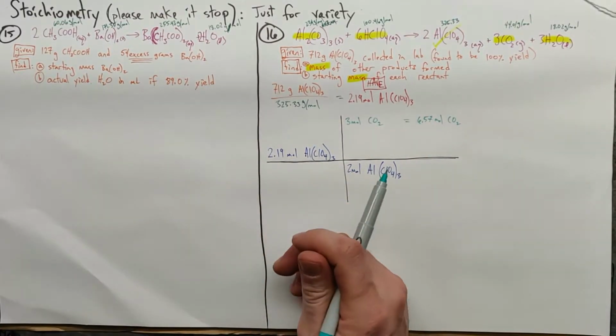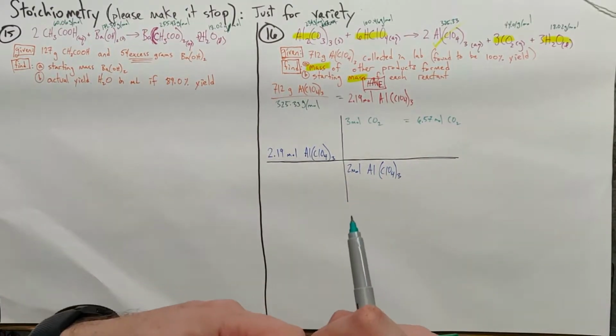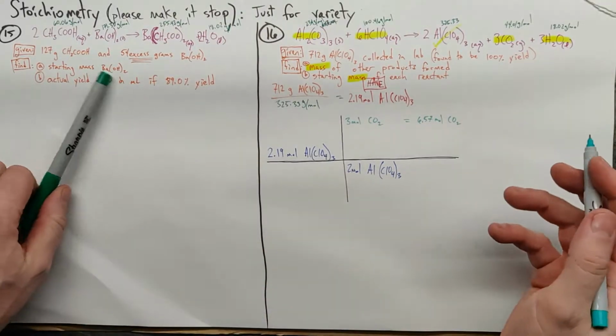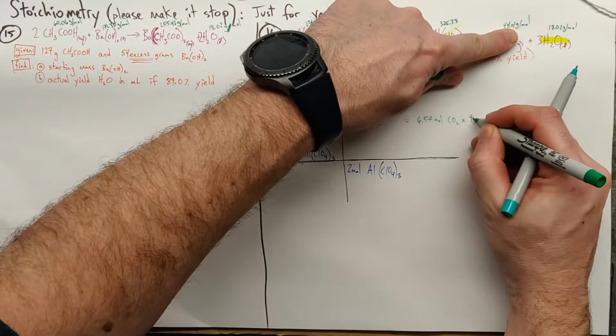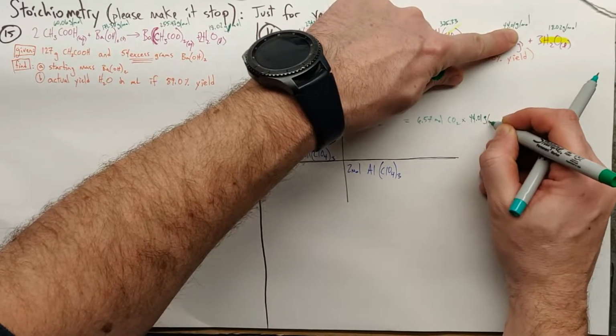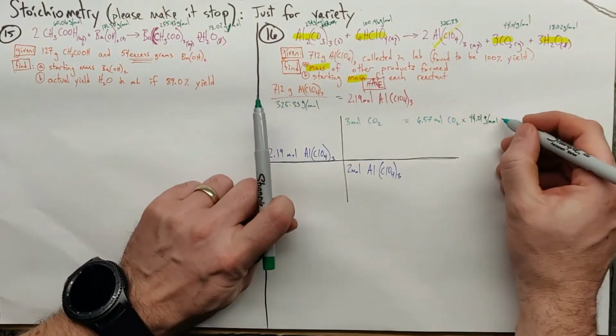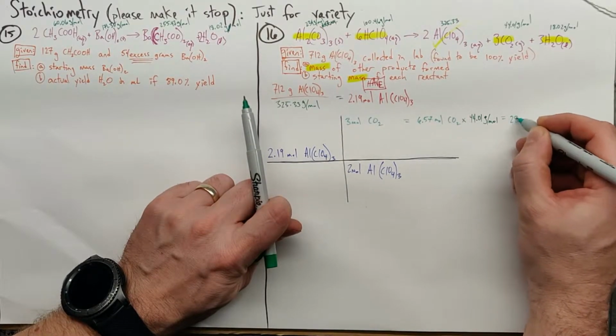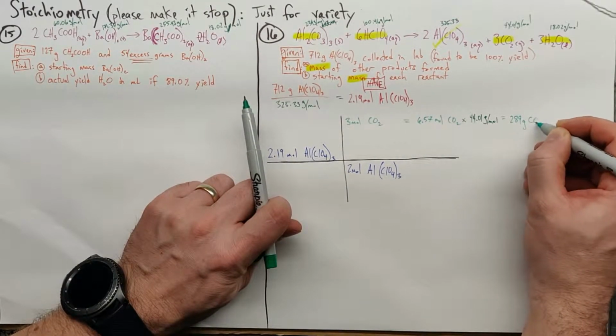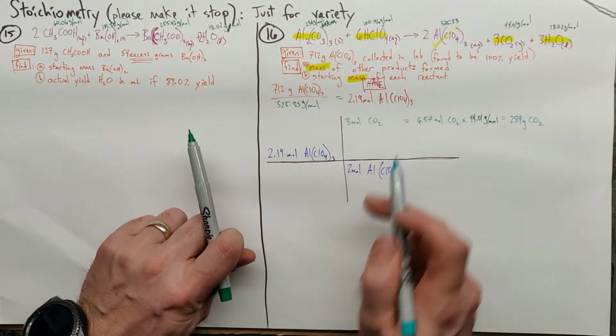And then we can turn that into a mass by multiplying by molar mass. In fact, let me just do that right now, times our 44.01 grams per mole. And we should end up with, in this case, 289 grams of CO2. So that's the mass of one of the products.